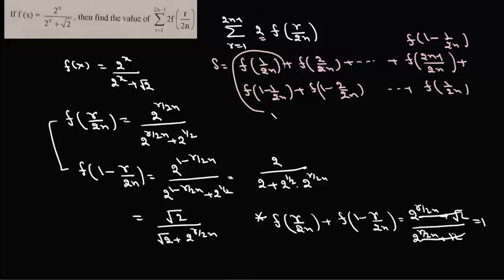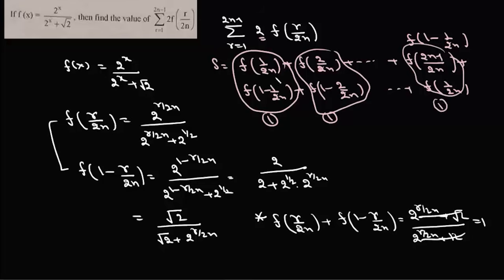Now if we add all these pairs, value of each of the pair is 1. So how many pairs do we have? We have 2n minus 1 pairs. So value of this sum will be simply 2n minus 1. And that is the answer to this question.